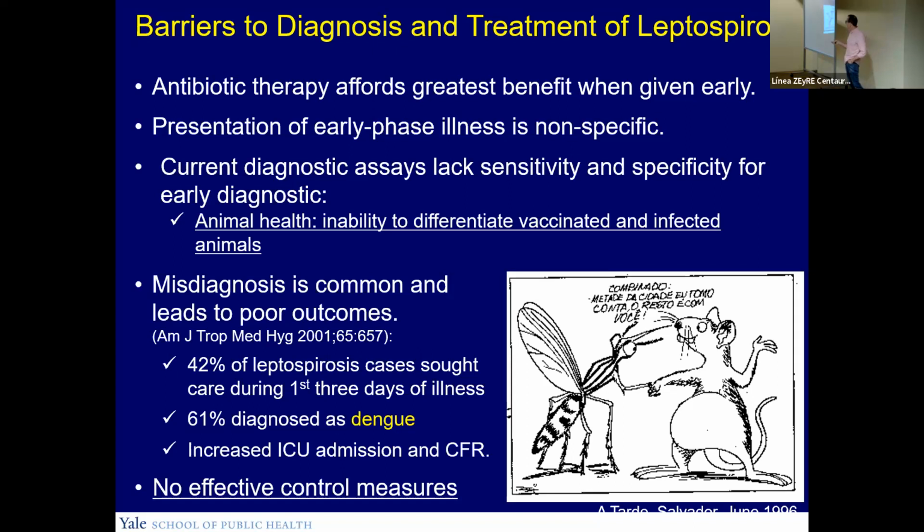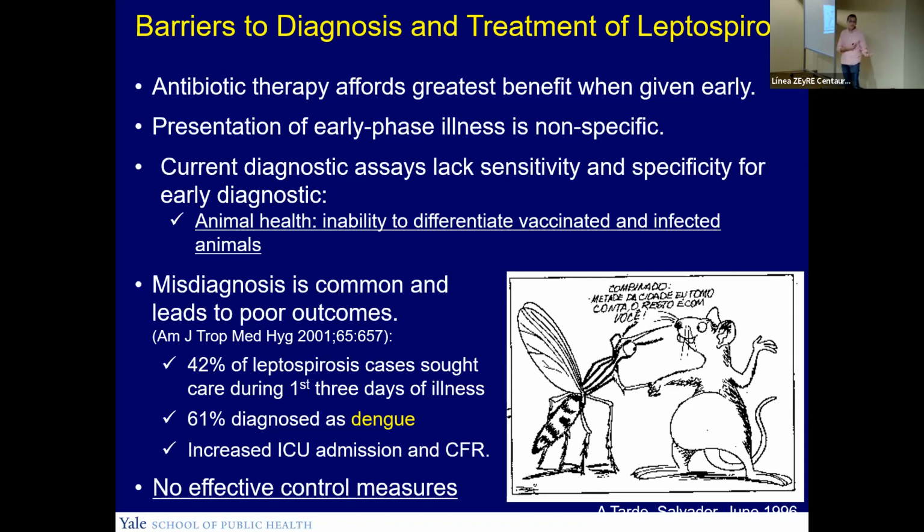And this is an interesting cartoon. I don't know if you have seen it before, but it's from 1996, a huge outbreak of lepto. People did not know about lepto that much at the time. And basically the head of the city is shaking hands with the rat. So they all take 50% of the city.